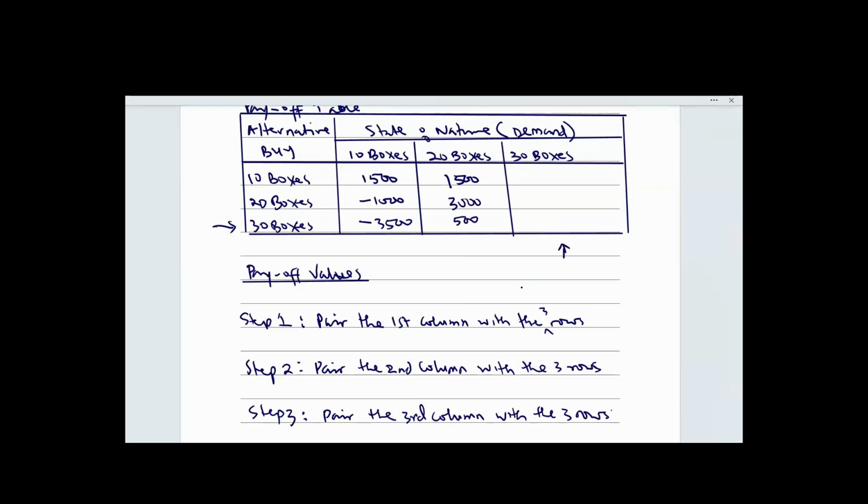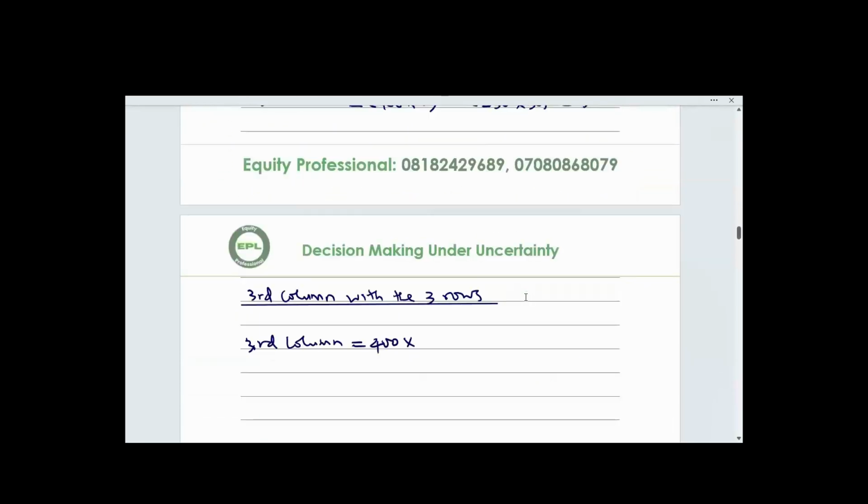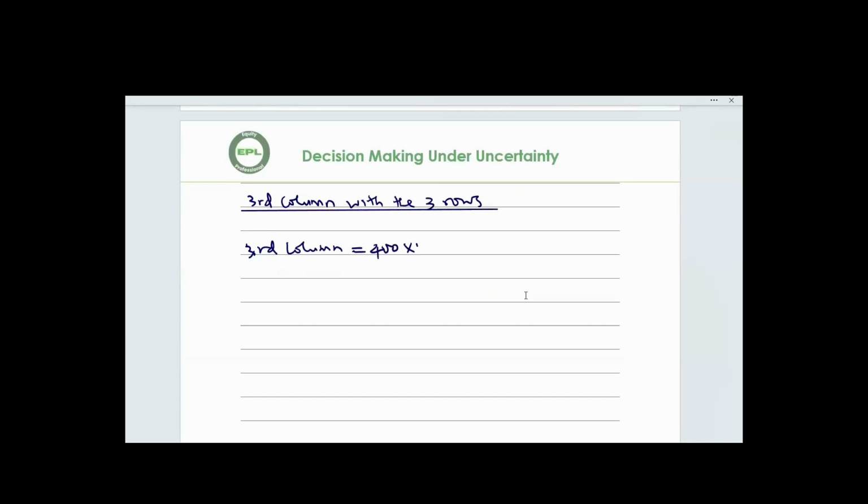Now, in the third column, you want to pair this third column with the 3 rows. In the third column, customers are demanding for 20 boxes of apple, but the company has only taken 10 to the market. The company has taken only 10 to the market to sell. You cannot give what you don't have. Therefore, you restrict your contribution, the third one, to 10. So here will be 10 boxes minus the cost will be 250 multiplied by the 10 boxes of apple taken to the market.